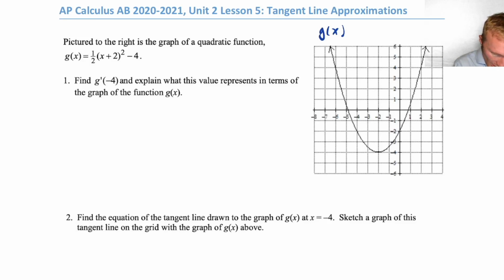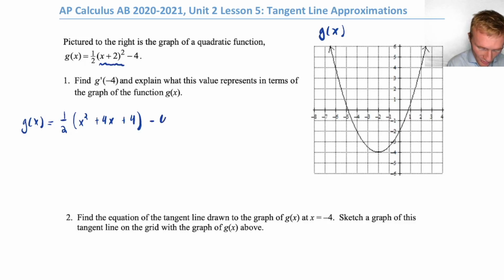So we're going to take g of x and find the derivative using the power rule. We can't use the power rule yet because we're not in polynomial form. So the first thing I'm going to do is square x plus 2. That's x plus 2 times x plus 2, which would be x squared plus 4x plus 4. If we did all of that math out, that's just this done out, minus 4. Distributing the 1/2, 1/2 x squared plus 2x plus 2 minus 4.